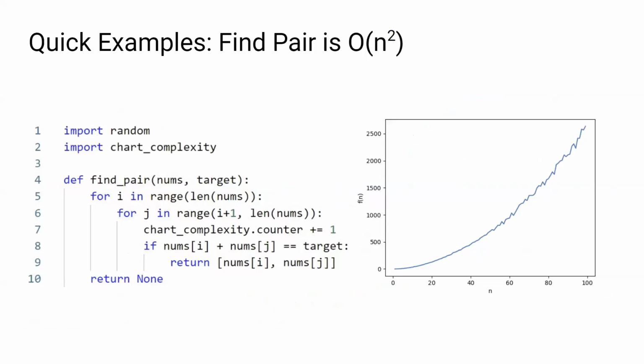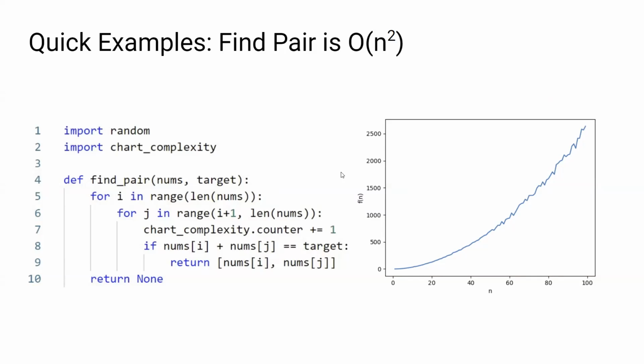Cool. So some more examples. Find pairs, O of n squared. Here we have an array of numbers and a target number, and we want to know, are there any two numbers in our list that sum to the target number? So we iterate over our list. We have to iterate over our list again to compare each number to every other number. We increment the counter.